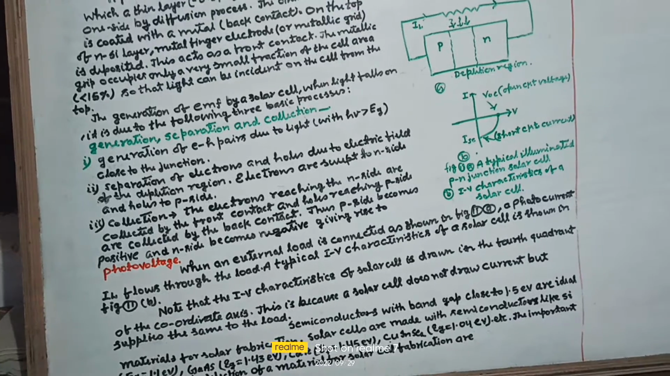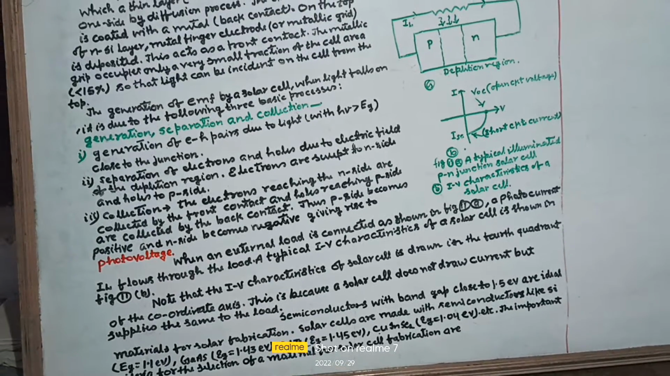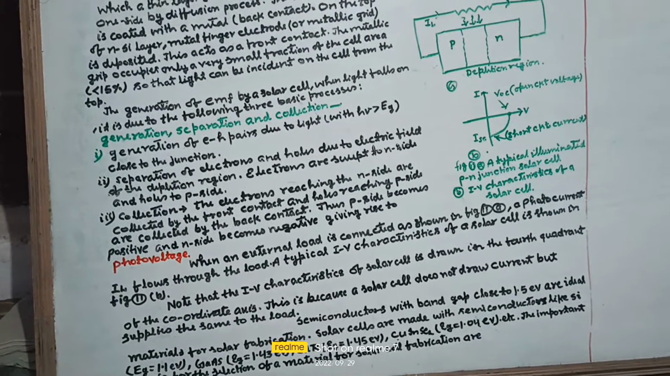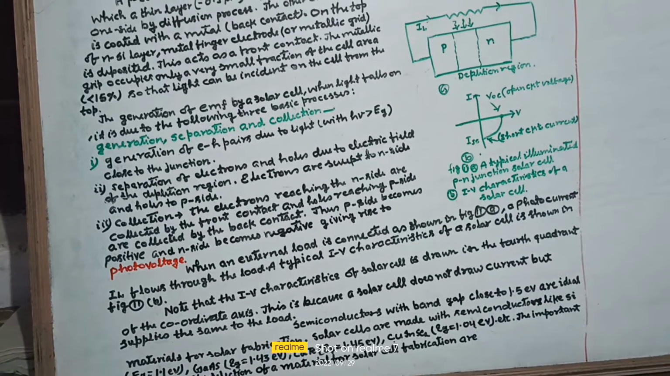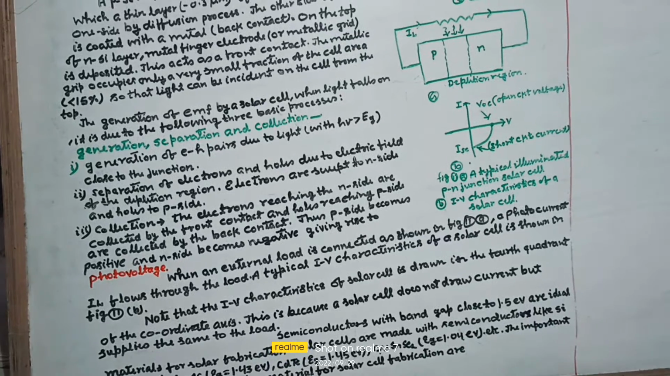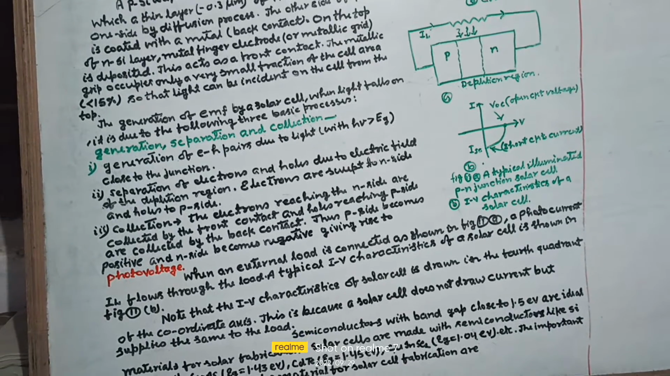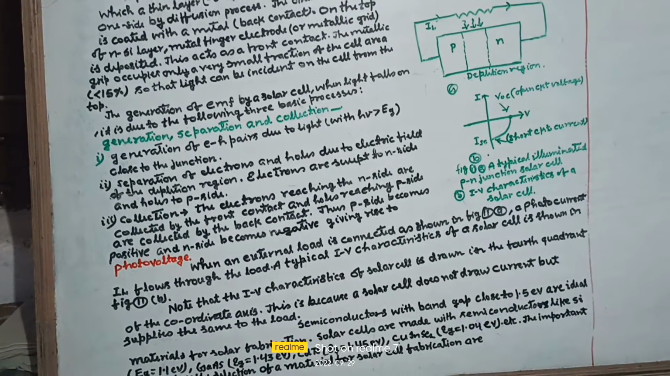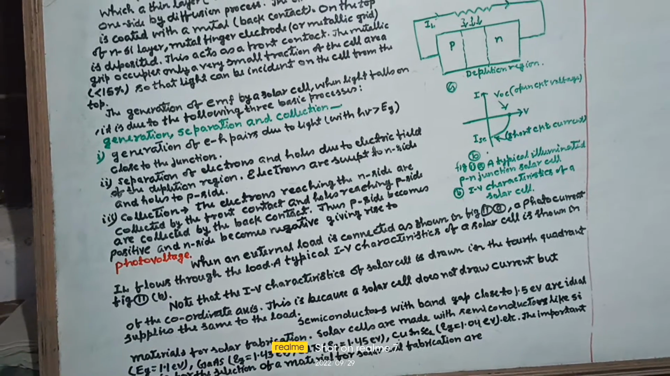Collection. The electrons reaching the N side are collected by the front contact and holes reaching the P side are collected by the back contact. Thus, the P side becomes positive and the N side becomes negative, giving rise to photovoltage.